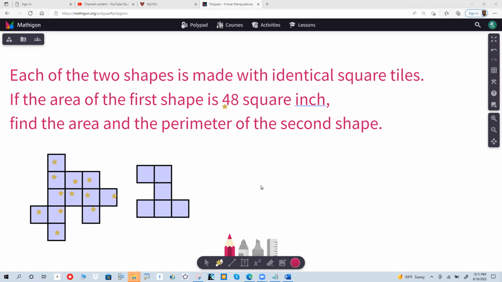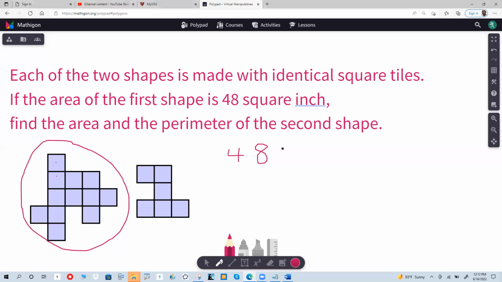What is that supposed to mean, guys? Okay, that simply means this is 48, and there are 12 of them. Divided by 12 is 4. And that tells me, guys, each square is really 4 little unit squares. Each square is like this.